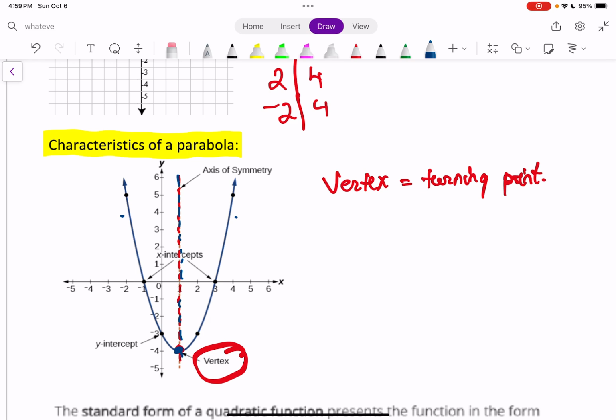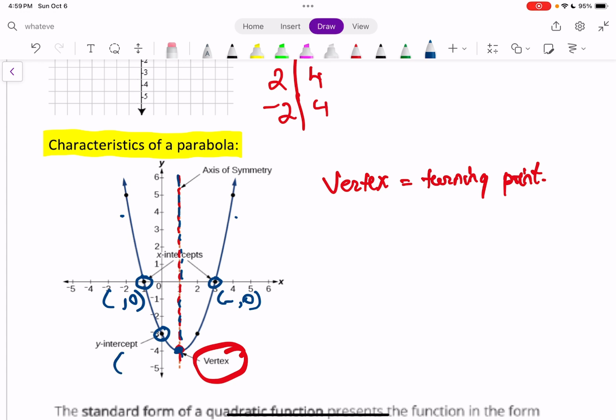So many times, same as when we drew lines, the easiest points to find on a graph are the intercepts. Again, make x equal to 0, find the y. Make y equal to 0, find the x, right? So if you're on the x-axis, the y's are 0.